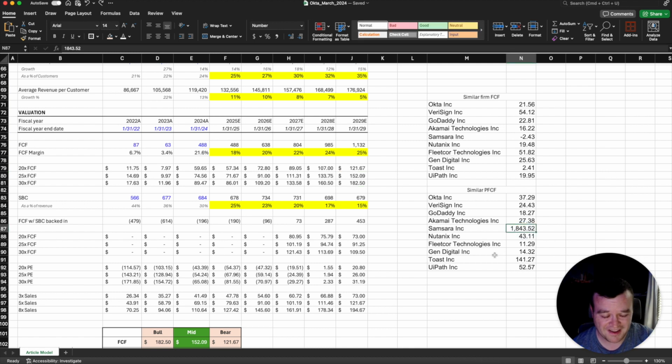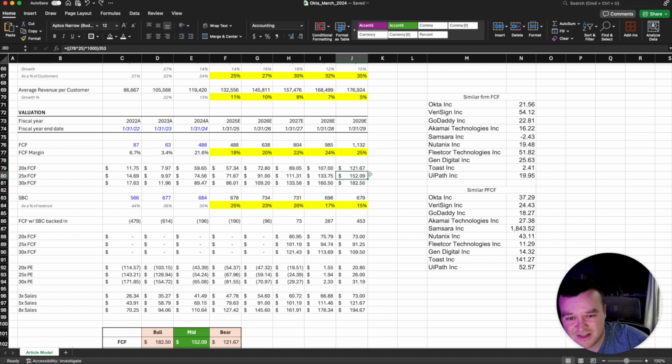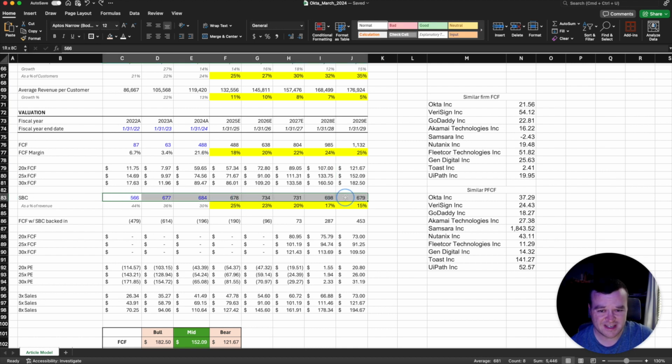We'll ignore that. That's insane. Toast, obviously very high. UiPath, obviously very high. But these say that Okta would probably be fairly valued around about this 25-ish, if not somewhere in between the three at least. Stock-based compensation is obviously like a big sort of thing in tech companies.